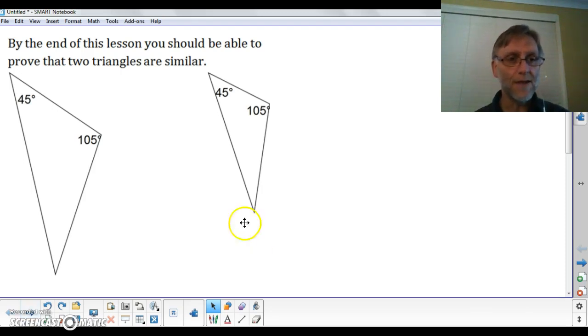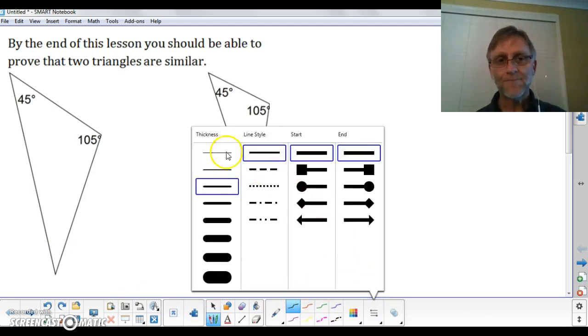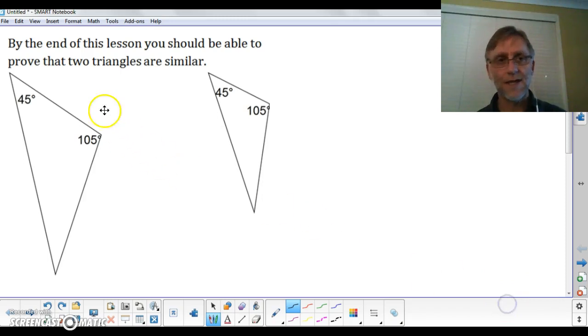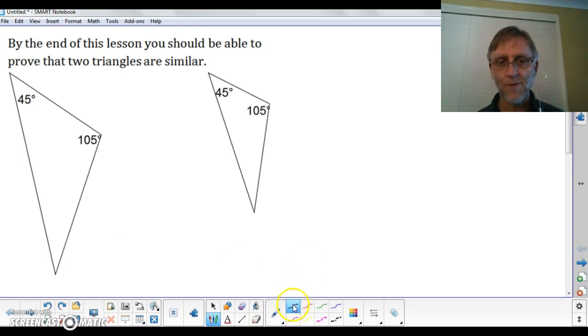Well, if you're thinking ahead, you can tell a shape's shape by looking at its angles. So if we've got 105 and 45, we must be able to figure out the missing angle there. That angle is going to be 180 minus 150, so we're going to end up with 30 there.